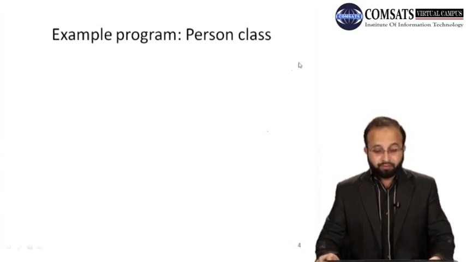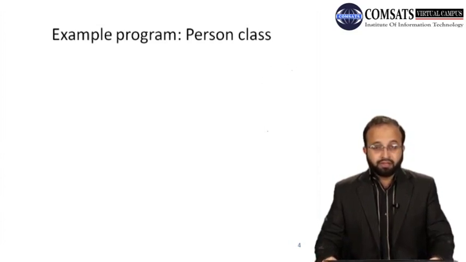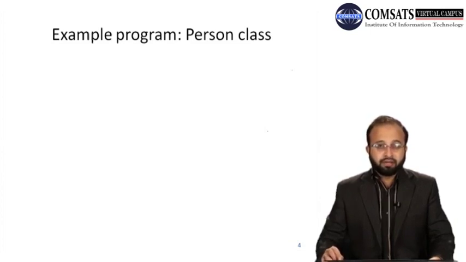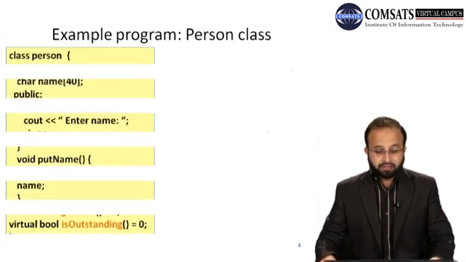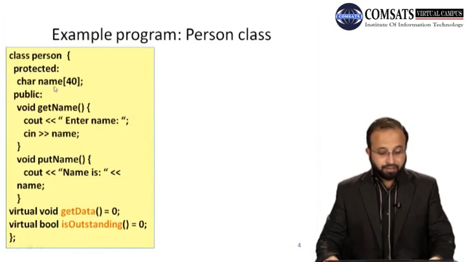Let's start with the example program. In this example program we have a person class that contains two pure virtual functions, and we have another class scientist that is derived from the person class, and another class student that is derived from the person class, and both of these derived classes override the pure virtual functions in the person class. So this is the definition of a person class.